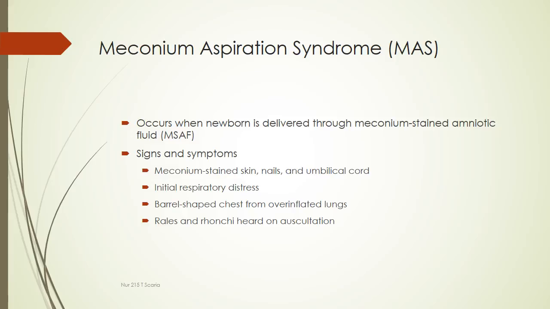Meconium aspiration syndrome. This is more common among post-mature babies. It occurs when the newborn is delivered through meconium-stained amniotic fluid. The signs and symptoms are meconium-stained skin, nails, and umbilical cord, initial respiratory distress, barrel-shaped chest from overinflated lungs, and rales and rhonchi heard on auscultation.